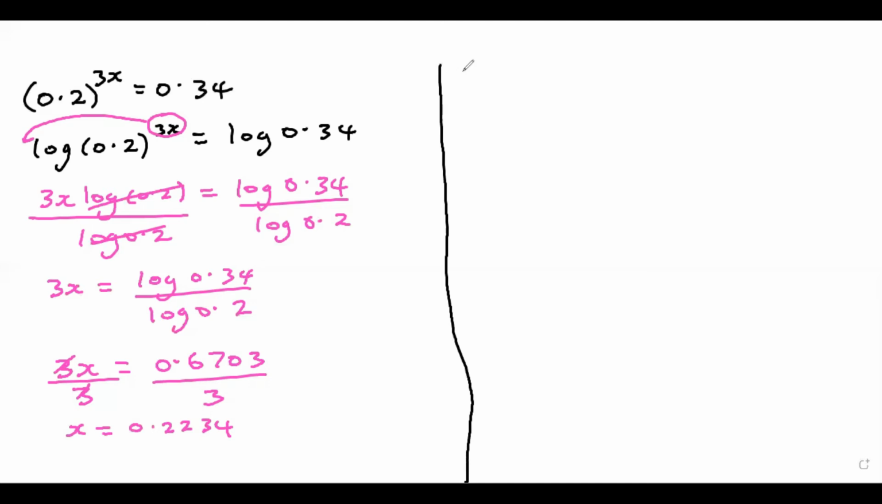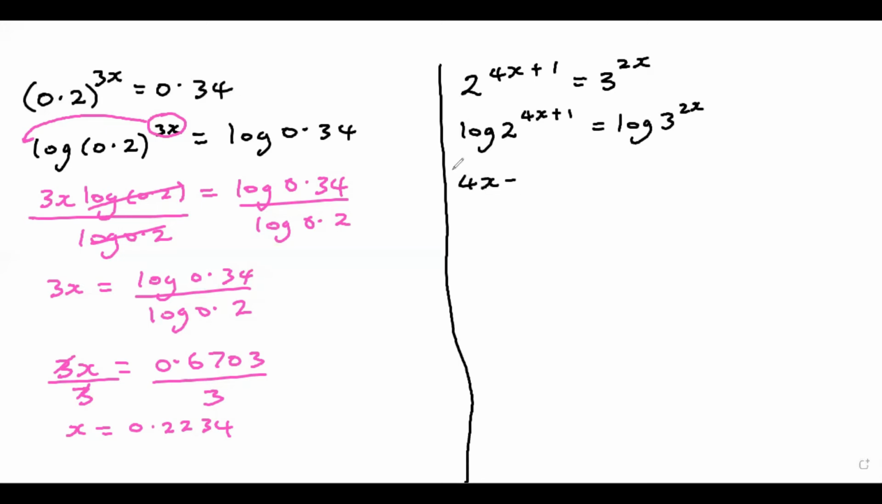Another example, let's say we have 2 to the 4x plus 1 being equal to 3 to the 2x. Again, we log both sides. And the powers go to the forefront. So it's (4x plus 1), put that in a bracket, log 2 being equal to 2x log 3.